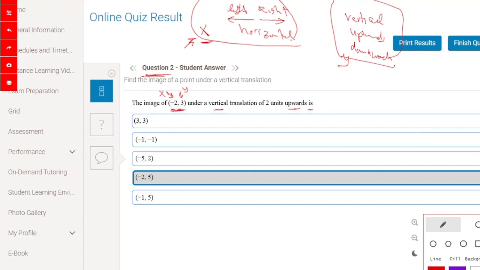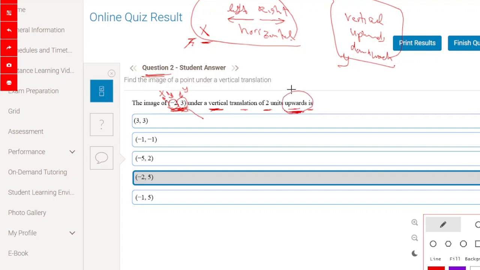Okay, so let's see this question. The image of point (-2, 3). We agreed -2 is the x and 3 is the y. Now under a vertical translation, that means we're going to change the y value here, which is 3. Okay, now translation of 2 units, so that means 3 will be changed by 2 units. Maybe we'll increase by plus 2 units or minus 2 units. So what will make us know this? It is the word after this, which is upwards.